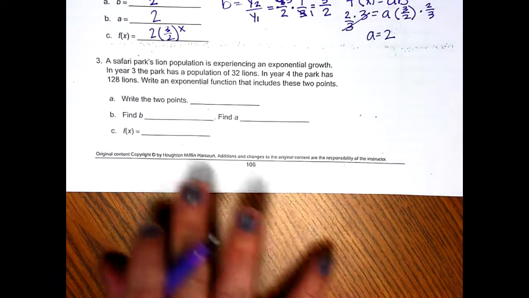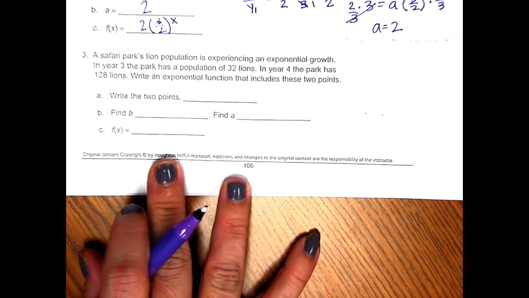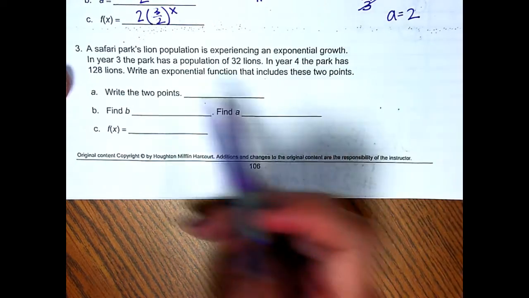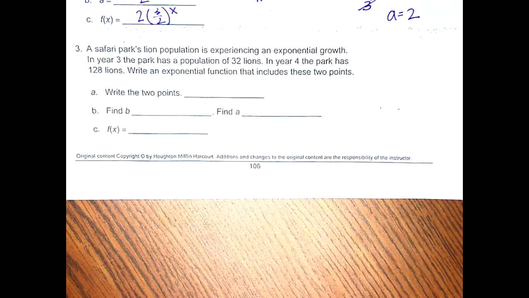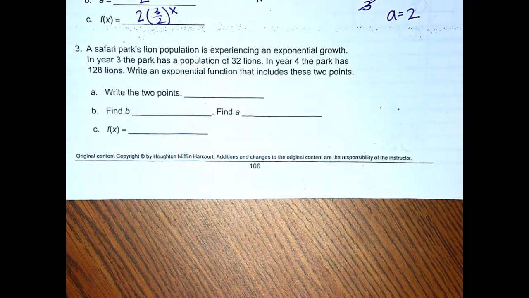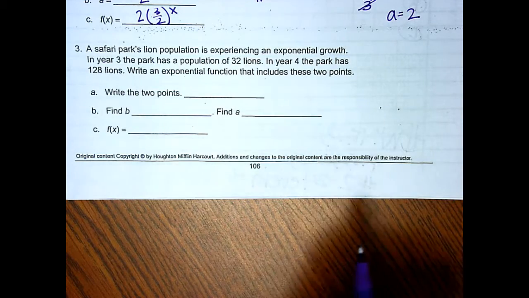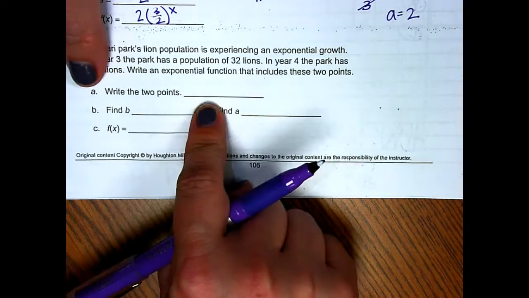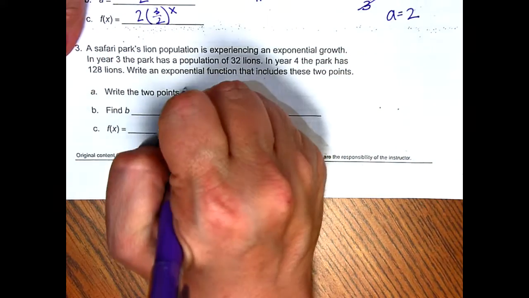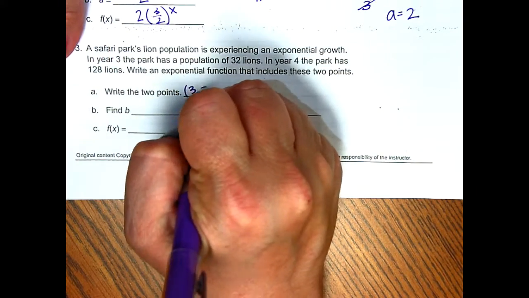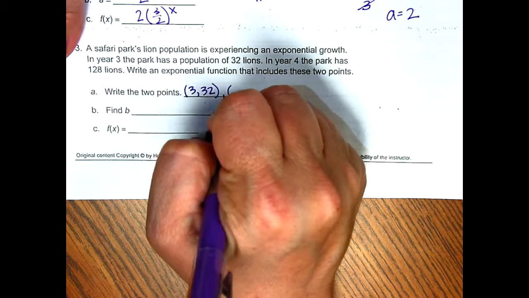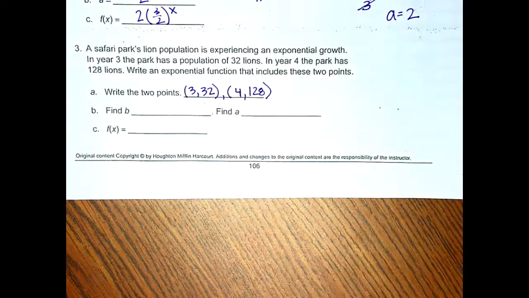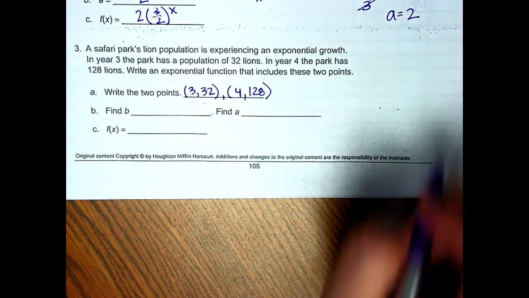Okay, number 3 is a story problem. It says a safari park's lion population has been experiencing an exponential growth. In year 3, the park has a population of 32 lions. In year 4, the park has 128 lions. Write an exponential function that includes these 2 points. So the first thing we have to do is come up with the 2 points. So they gave us year 3 and 32 lions, in year 4 and 128. Okay, so those are going to be the 2 points that we're going to use.